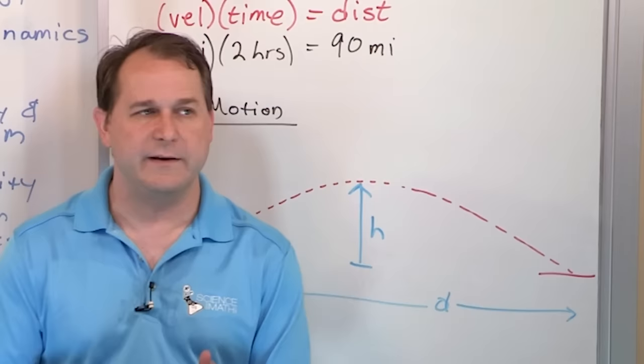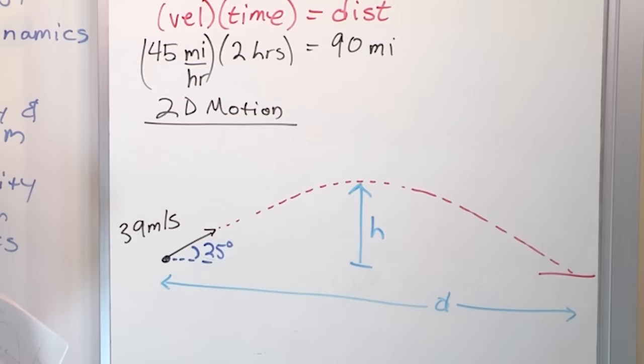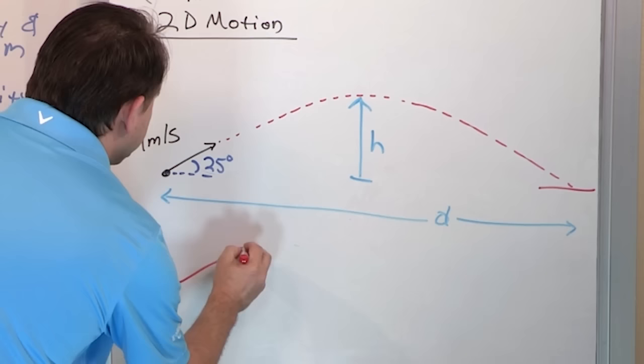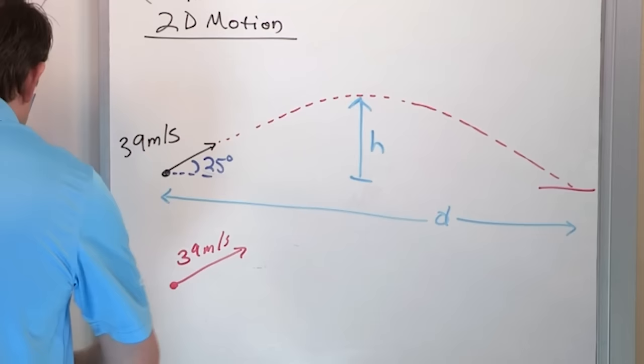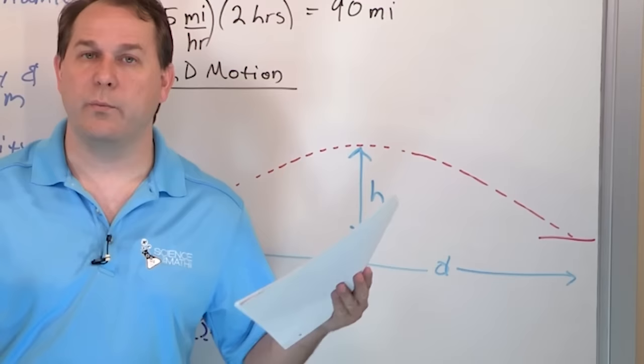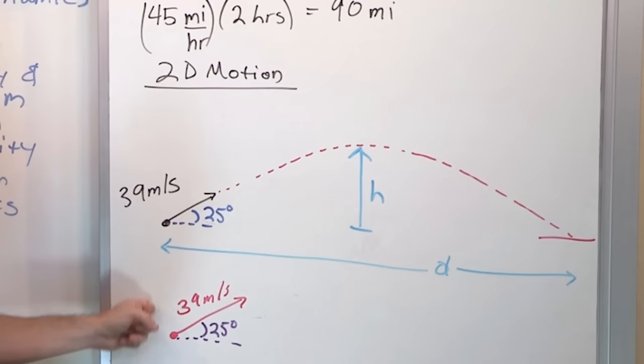Right? Now, what we're going to actually do to solve these kinds of problems is we're going to take this 39 meters per second. I'm going to blow it up for you down here. If I throw something at an angle of 39 meters per second, right? And I'm throwing it at some angle relative to the ground, 25 degrees, let's say right here. It actually is kind of complicated to deal with 39 meters per second at an angle, right, all at once. So what we typically do is we actually break the 39 meters per second at that angle, we break it up into two parts.